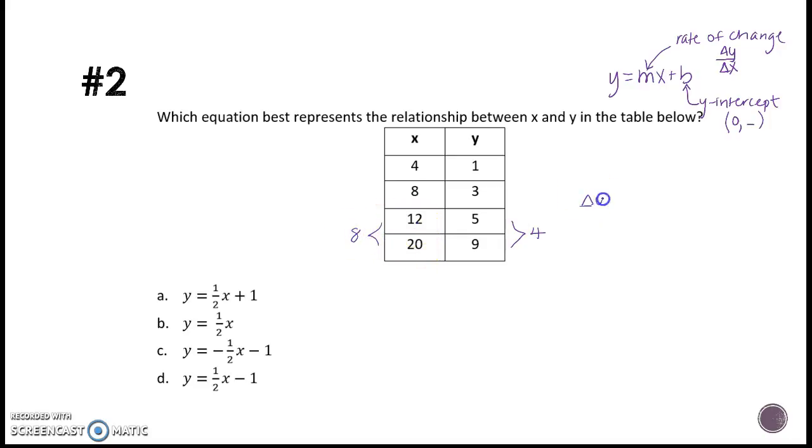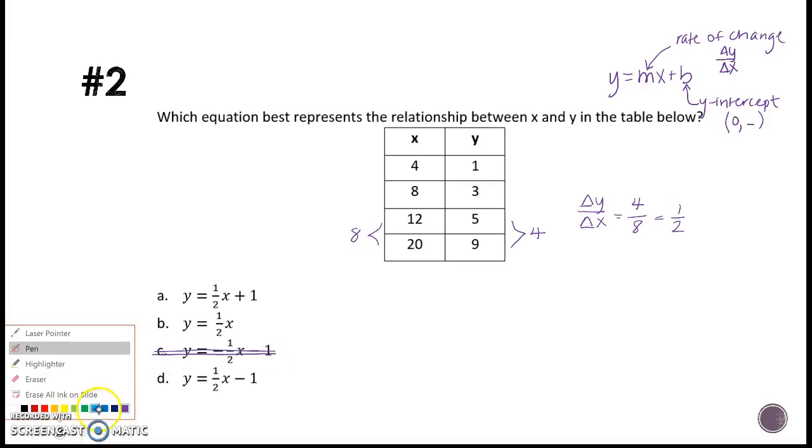So change in y over change in x. So the change in y was 4. The change in x was 8. I can simplify that to 1/2. So that says for every change of 1 in y, there's a change of 2 in x. So I know that my rate of change is a positive 1/2, so I can go ahead and eliminate c.